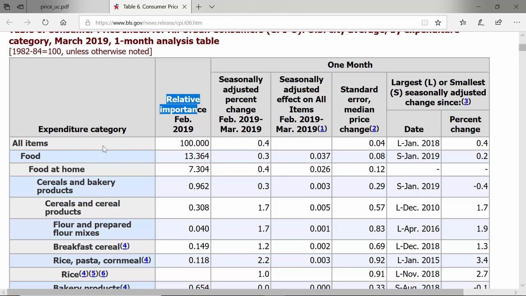And so you'll see that they're saying that compared to all the money the average American spends, food accounts for about 13% of expenditures. And between February and March of 2019, food prices went up by 0.3% on an annual basis during that one month period. And so they look at all of the different individual components that go into food.